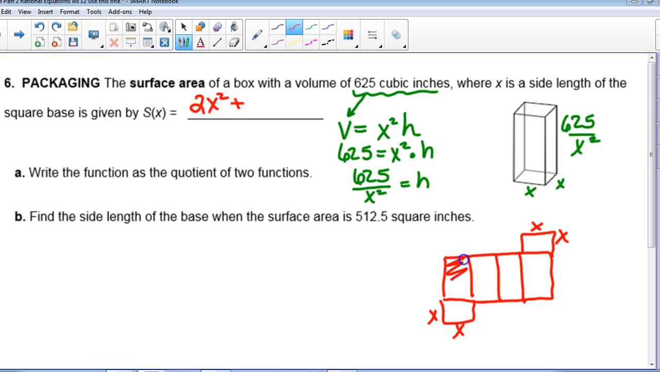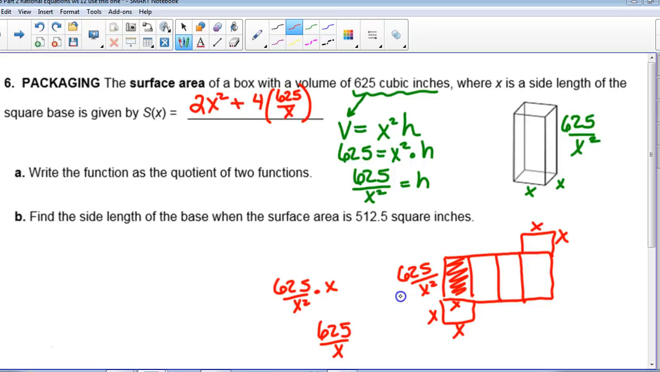What is this area right in here? It's x times what? Divided by x squared. Okay. So if the area of that rectangle is 625 over x squared times x, what does that reduce to? 625 over x. And how many of those are there? 4? Everybody okay that there's 4 of those? I'm just going to write that for the moment. 4 times 625 over x. We can simplify it, but might help us remember where we got it.